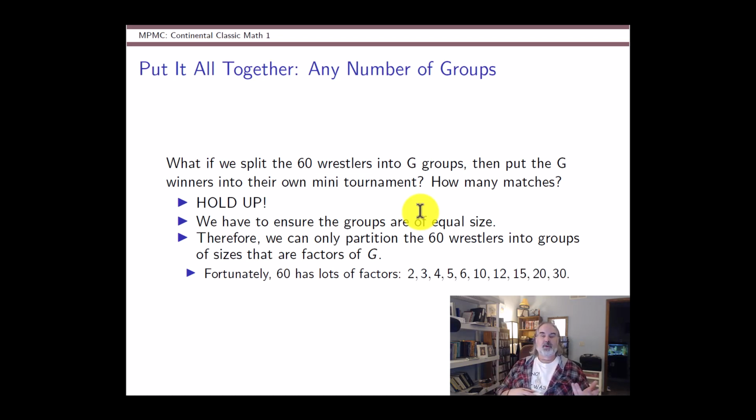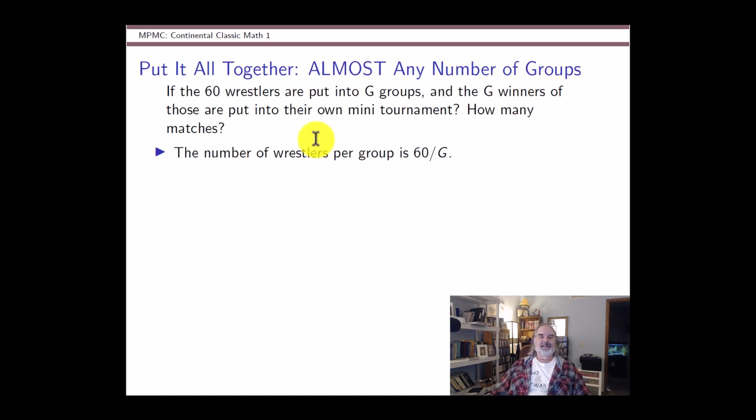So like if we took our 60 wrestlers and broke them into 5 groups, well, that's 12 wrestlers per group, right? Because 5 is a factor of 60 and its co-partner number there is 12. So we'd have 2 groups of 30, 3 groups of 20, 4 groups of 15, right? There's a limited number of groups, and we could have 30 groups of 2. That would be silly, probably, but we're going to see if there's a magic way to set this up.